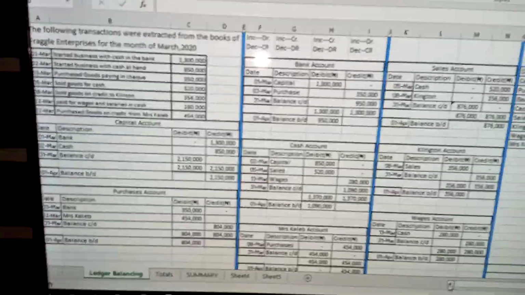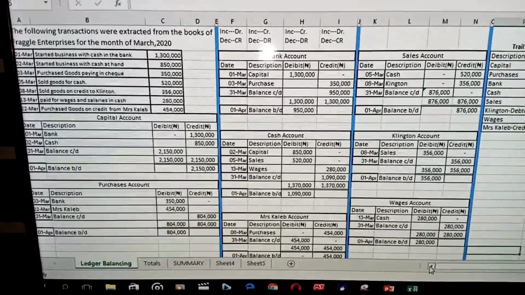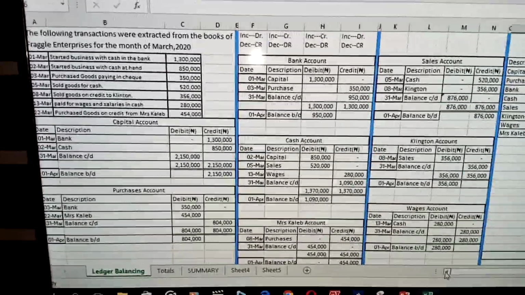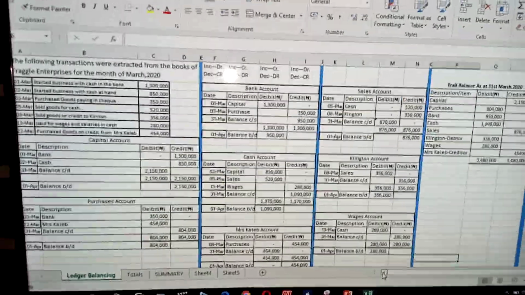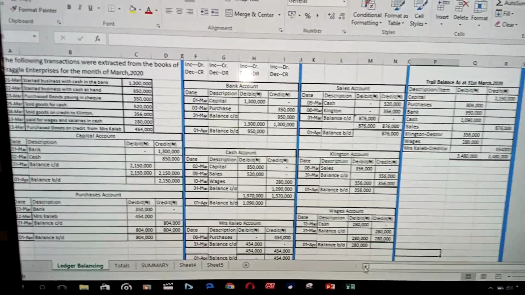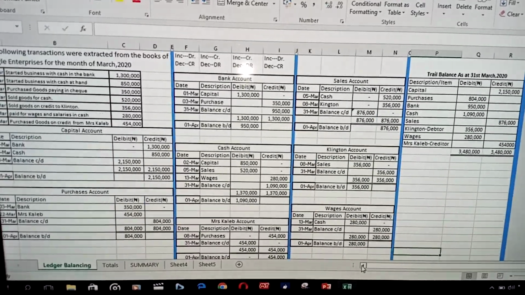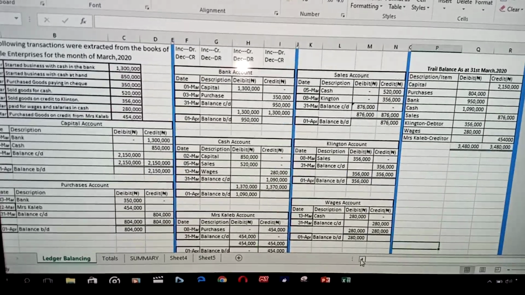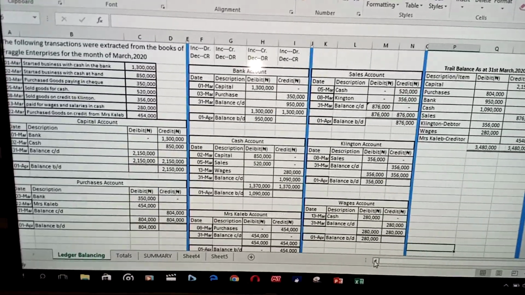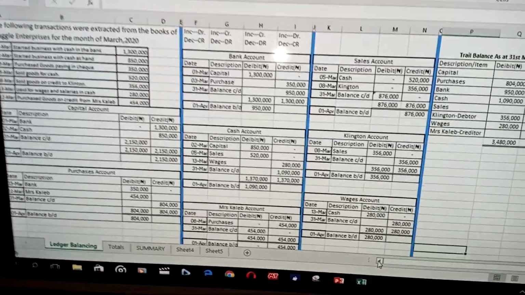Now that we have entered all the transactions in their respective ledgers, we have to now balance up individual ledgers, identify the balances, and then use the balances to extract our trial balance. So let's balance up capital.